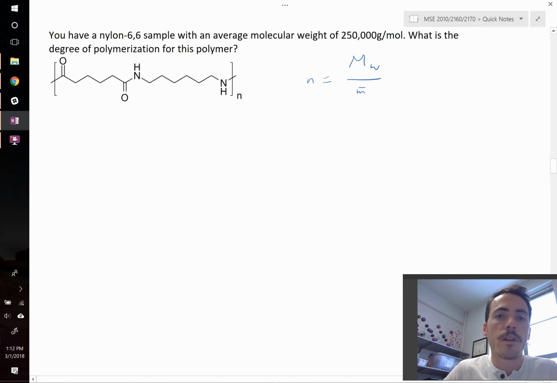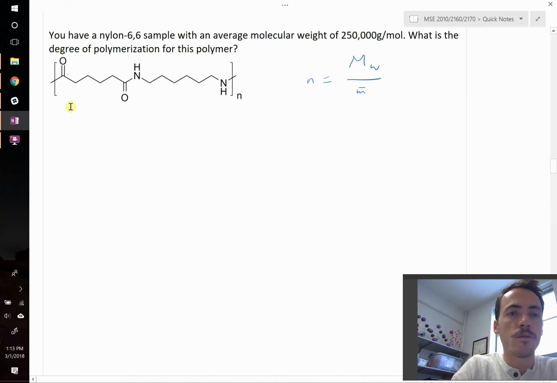Well, to start with, calculating n would be straightforward because we're given the molecular weight as 250,000 grams per mole. What we need to figure out then is the molecular weight of the mer, the repeat unit. Well, here's our repeat unit shown here in the square brackets. Now, the reason they call this nylon 6,6 is because there's two segments in this repeat unit. One of them has six carbons on the left-hand side. Then it's got this nitrogen, and then six more carbons, and then another nitrogen.